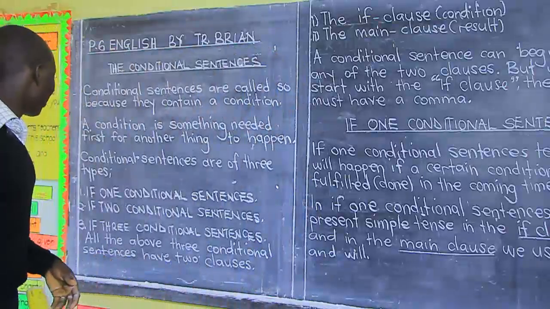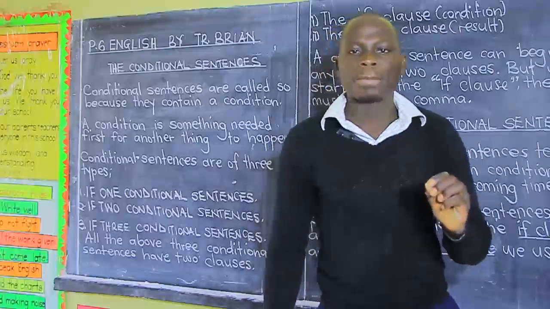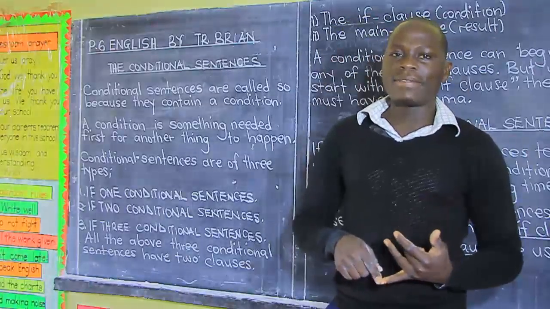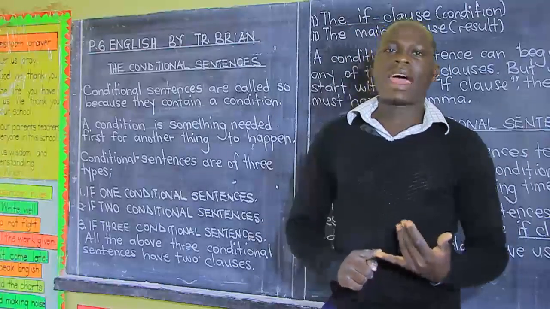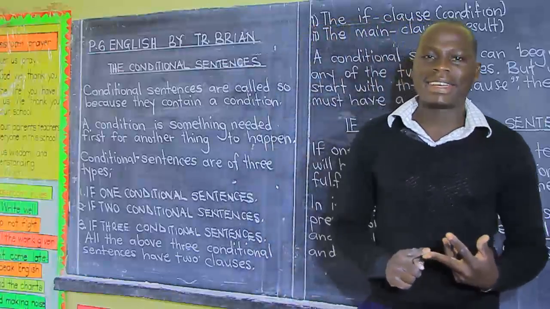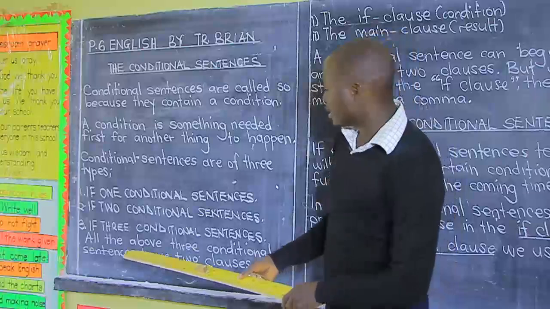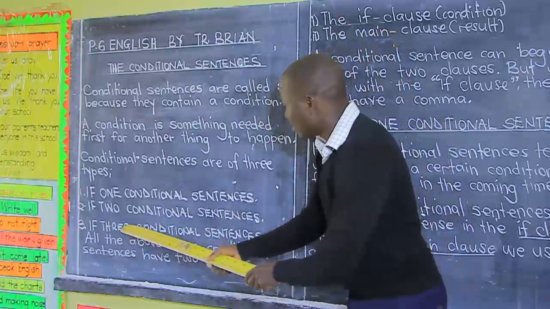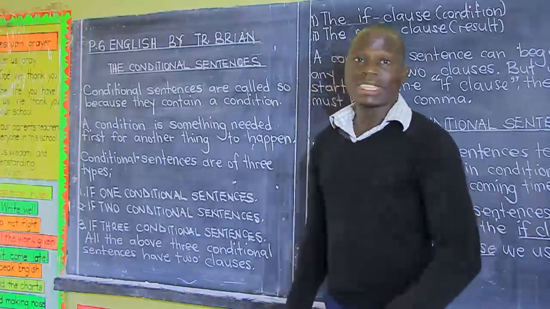Now, let's move on. Conditional sentences are of 3 types or 3 categories. The first one is the if-one conditional sentences. Then we have if-two conditional sentences. And the third one is the if-three conditional sentences. I have listed them here: the first one is if-one, the second one is if-two, and the third one is if-three conditional sentences.